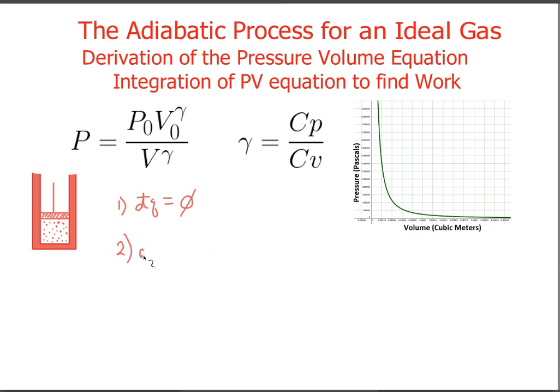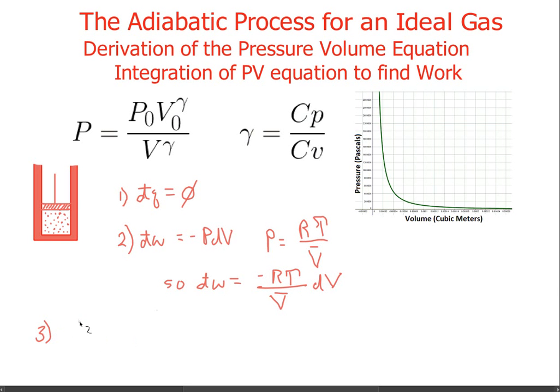All right, dW for an ideal gas is equal to minus P dV, and P is equal to RT over V. We use a molar V. So dW must be equal to minus RT over V dV.